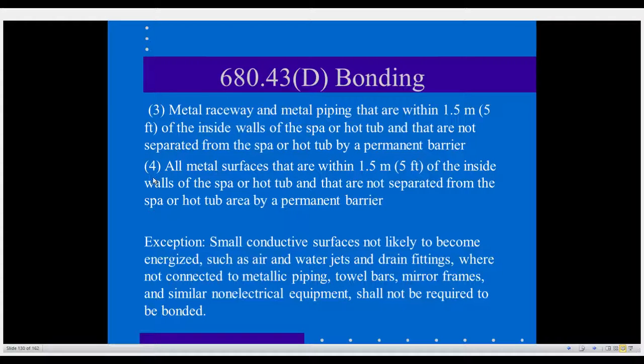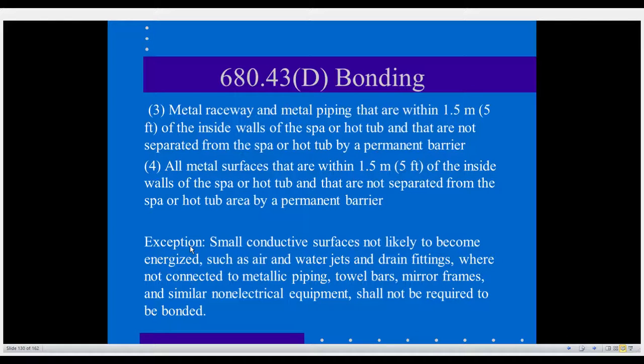And then number 4 says all metal surfaces that are within 5 feet of the inside wall of the spa or hot tub, that are not separated from the spa or hot tub area by a permanent barrier. Any of those metal surfaces within 5 feet have to be bonded all together here.